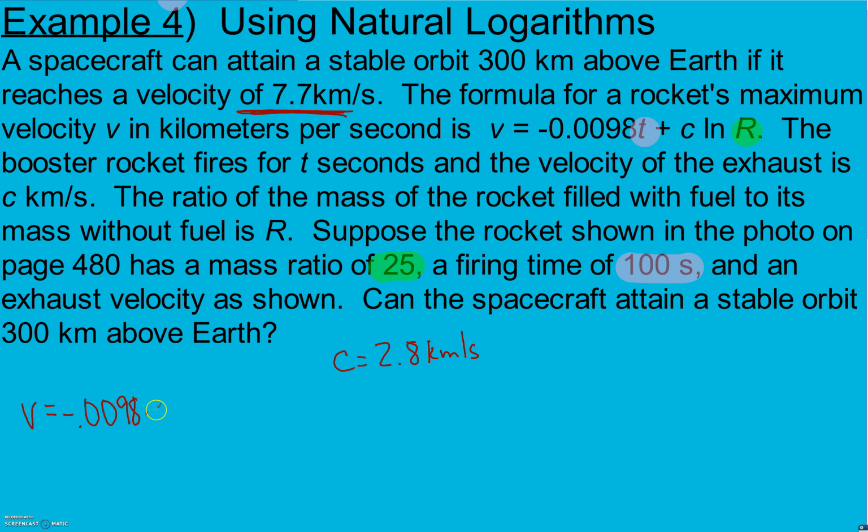So that's not what the question is asking. What the question is asking is, can the spaceship attain a stable orbit 300 kilometers above the Earth? So what we need to do is compare this to the 7.7. It says that it can attain a stable orbit if it reaches a velocity of 7.7. Our velocity here reaches 7.7 and then goes a little bit further. So can this attain a stable orbit? Yes, because 8.03 is greater than or equal to 7.7.